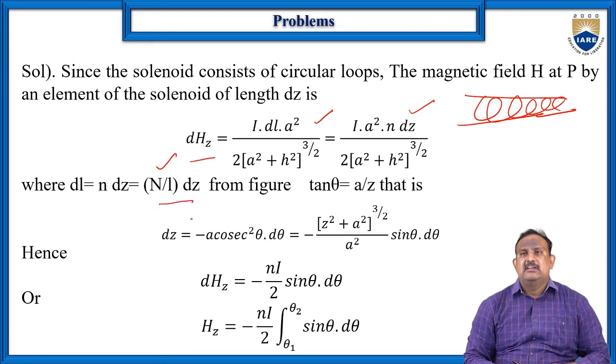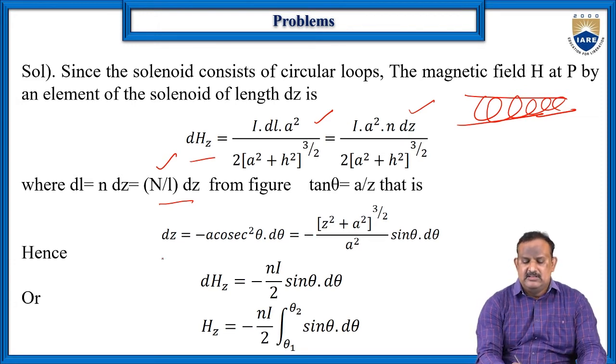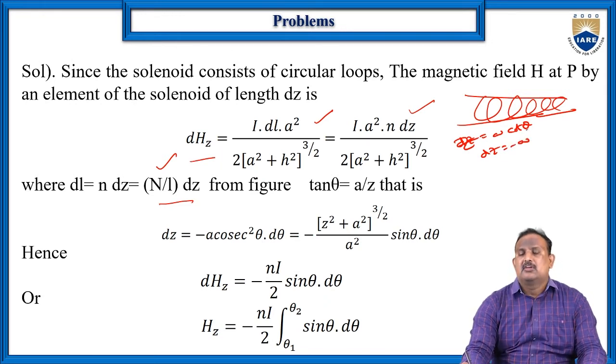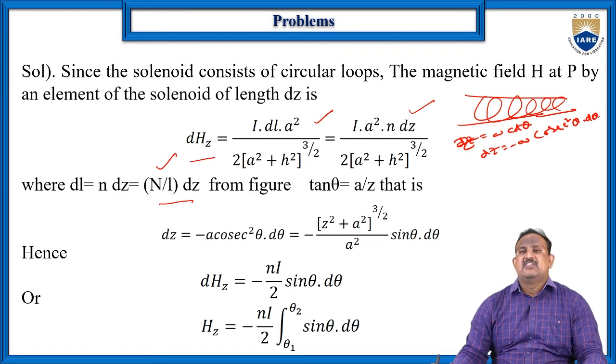From the figure we can write tan theta is equal to a by z. Therefore z is equal to a cot theta. Differentiating the equation on both sides, dz equals a into the derivative of cot theta, which is minus cosecant square theta d theta.